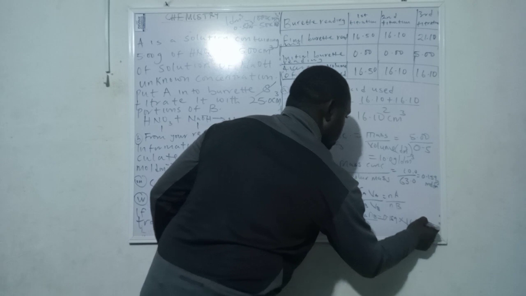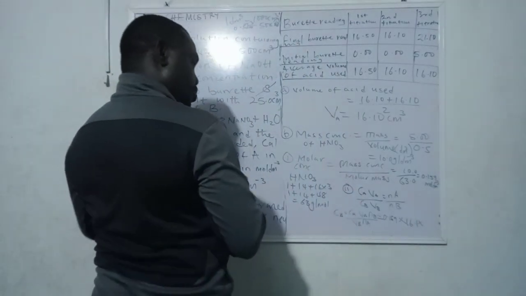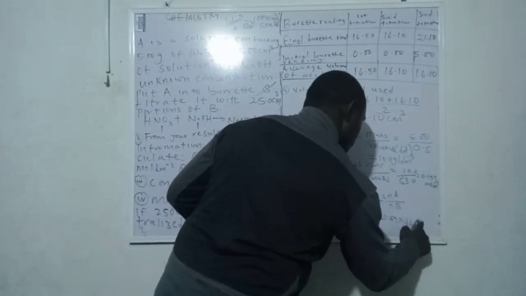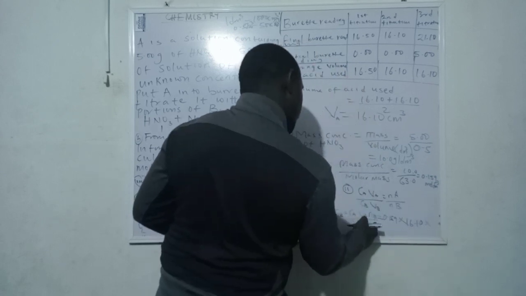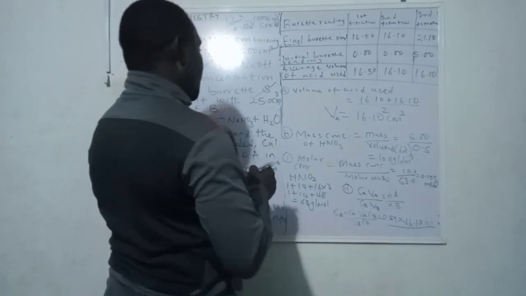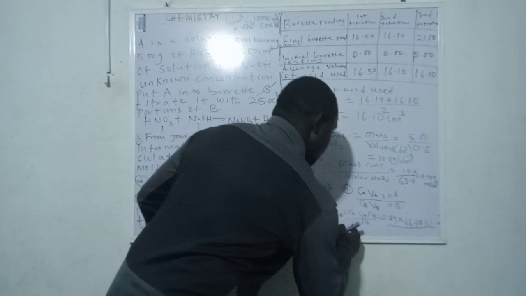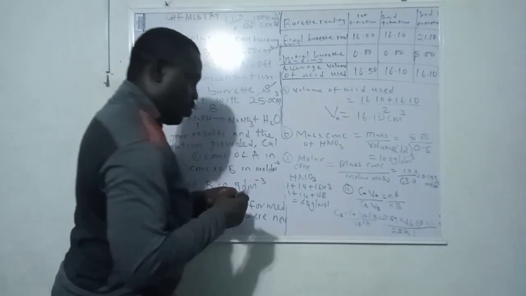And then what's the next thing now? That of the mole ratio. The mole ratio of the base is 1 over this. The mole ratio of the base, look at it, 1. Then come to the volume of the base, 25, and this is 1.